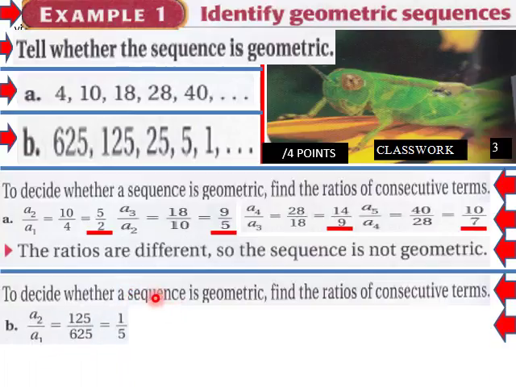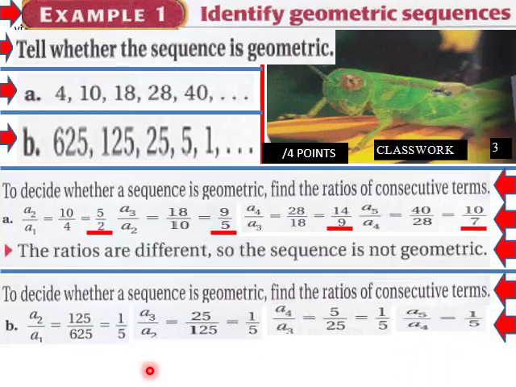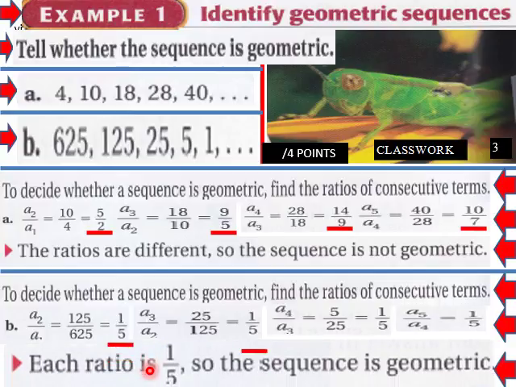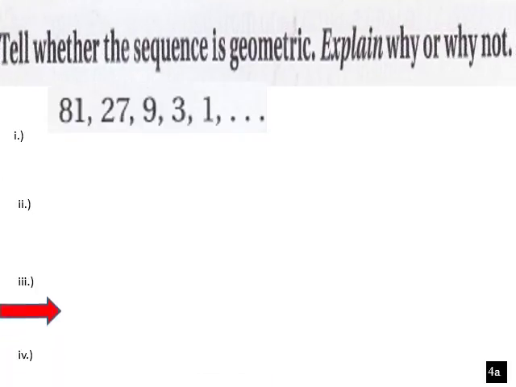Okay, what about this sequence, B? We're going to decide whether it's geometric or not. So our first ratio, second ratio, third ratio, fourth ratio, they're all 1 over 5. So the sequence is geometric. That's how you do it.